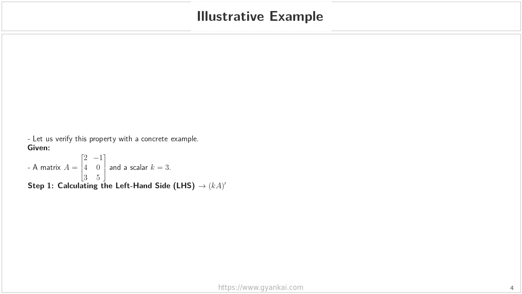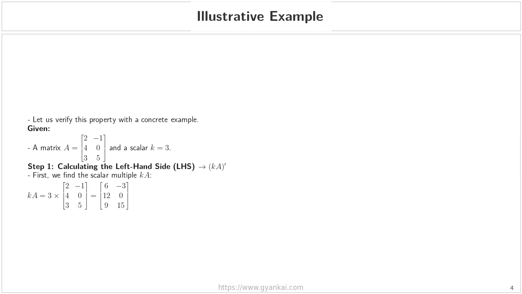We will begin by calculating the left-hand side of our property, which is the transpose of k times A. In the first part of this process, we find the scalar multiple, k times A. To do this, we multiply every single element inside matrix A by 3. This results in a new matrix where the first row is 6 and -3, the second row is 12 and 0, and the third row is 9 and 15.